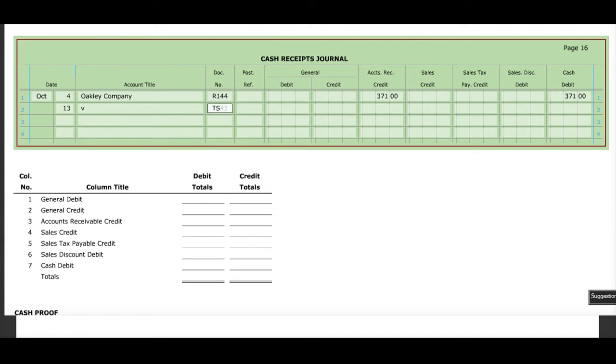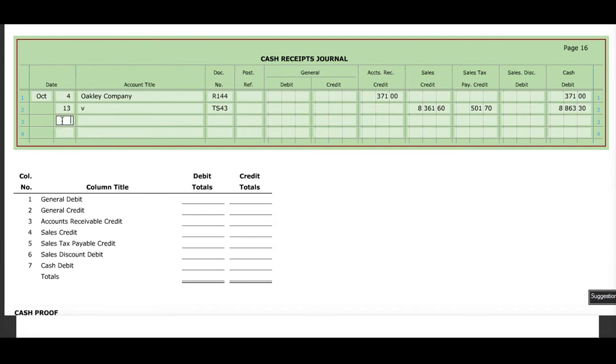TS 43. We need to break it down now to our sales credit of $8,361.60, $501.70, and a grand total of $8,863.30. Now keep in mind these were all given to me in the directions. I'm just placing them in the correct boxes.